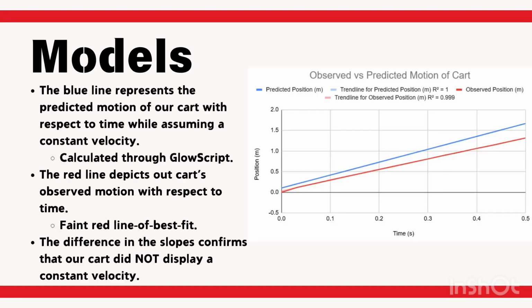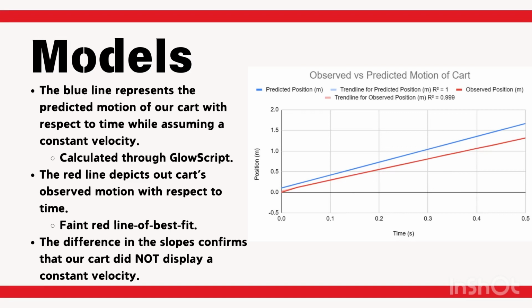For the model comparisons, the blue line represents the predicted motion of our cart with respect to time while assuming a constant velocity, and this predicted motion is calculated through the GlowScript code. The red line depicts our cart's observed motion with respect to time. This was calculated using the data we got off Tracker.